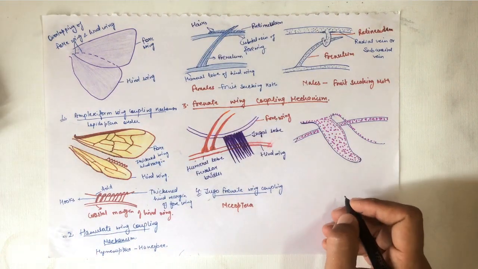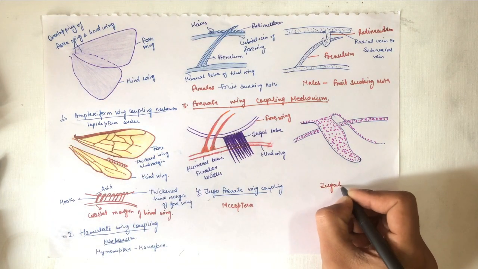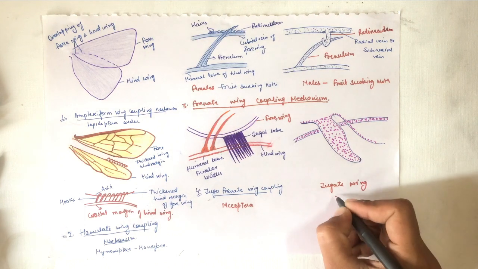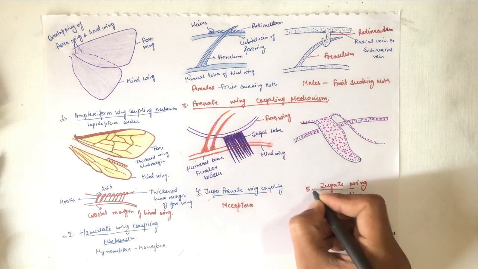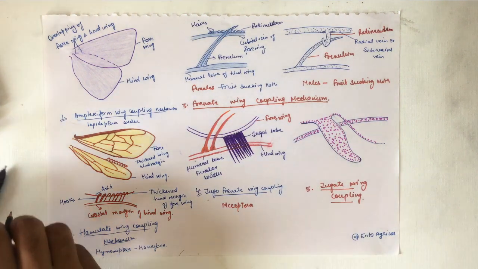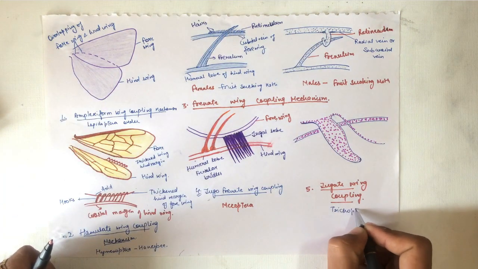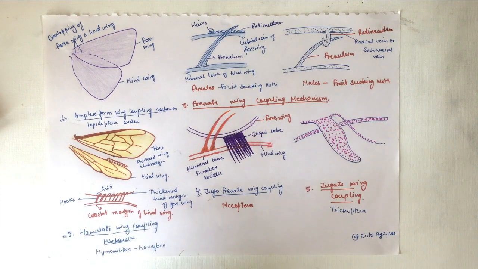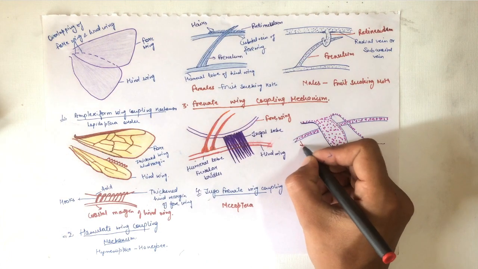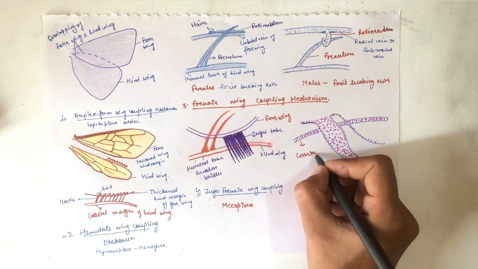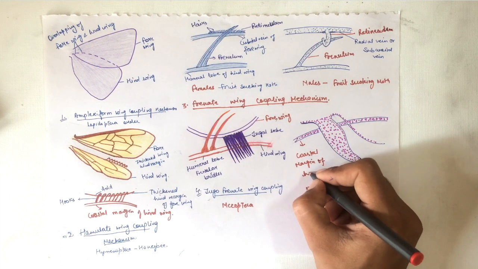So the last one is the jugate wing coupling. This jugate wing coupling is present in case of order Trichoptera. In jugate wing coupling, the costal margin, this is the costal margin of the hind wing.